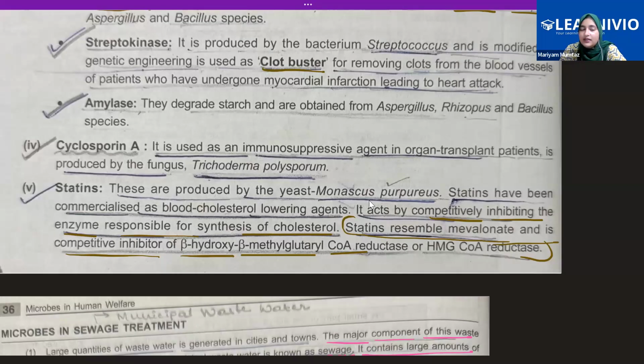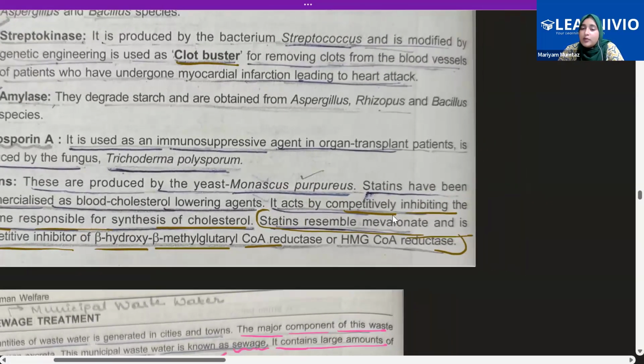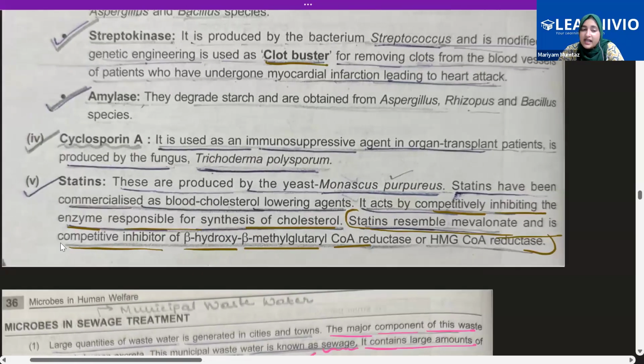The last one is the statin. These are produced by the yeast called Monascus purpureus. They are blood cholesterol lowering agents. They lower the cholesterol present in the blood. And how is the mechanism? It acts by competitively inhibiting the enzyme responsible for the synthesis of cholesterol. So it doesn't let that enzyme be synthesized.